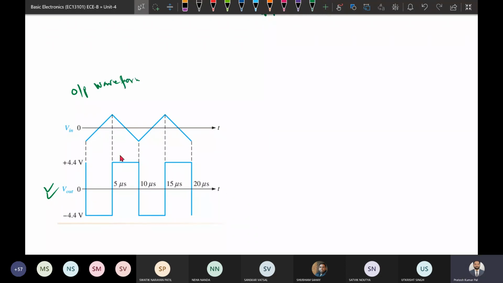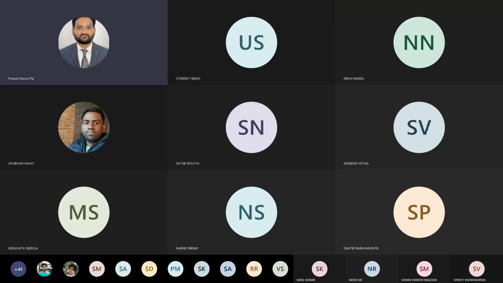I hope you have got the concept of how we need to analyze the integrator and differentiator circuits, and with the help of examples also we have seen. Till now, if anyone is having any doubt, you can just ask. Does anyone have any doubt in this?